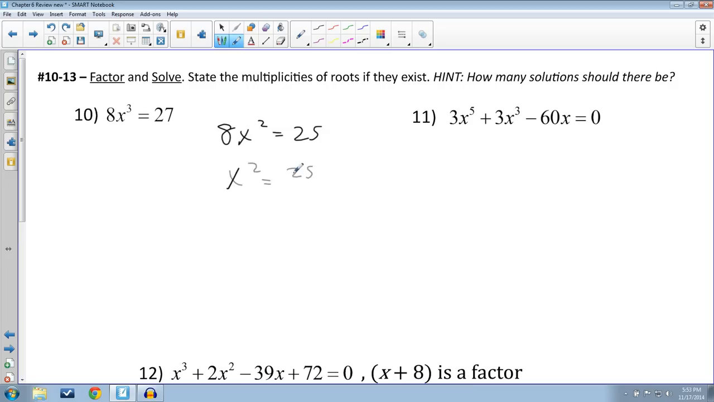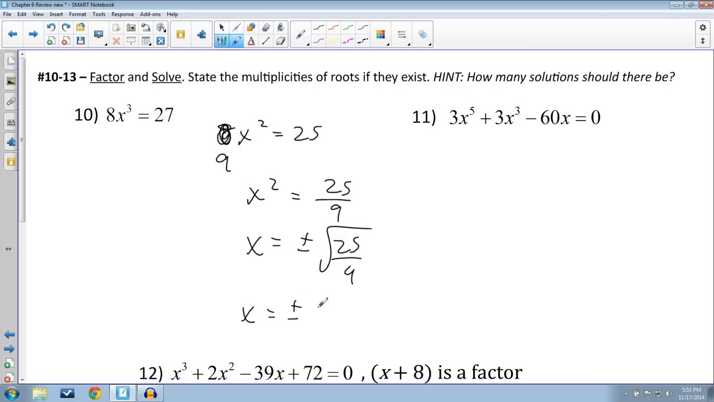Oh, you know what? I don't want to use 8. That's not a perfect square. Let's use 9. You could divide by 9, and then you could take the square root of both sides. And x equals plus or minus the square root of 25 over 9, which is plus or minus square root of 25 over square root of 9, which is plus or minus 5 over 3.